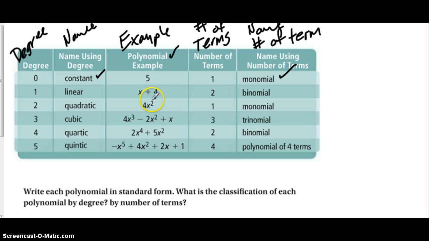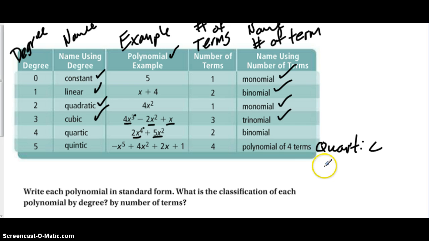This is a monomial because it has 1 term. It's a quadratic because of the square. This is a trinomial. Let's check these off here. This is a trinomial here because it has 1, 2, 3 terms. And it's a cubic because of the 3. Quartic, it has a degree of 4. Binomial, just because it has 2 terms. Polynomial with more than 3 terms, we just say it's a polynomial of 4 terms, or 5 terms, or 6 terms. And if you want to use quartic, that is fine.